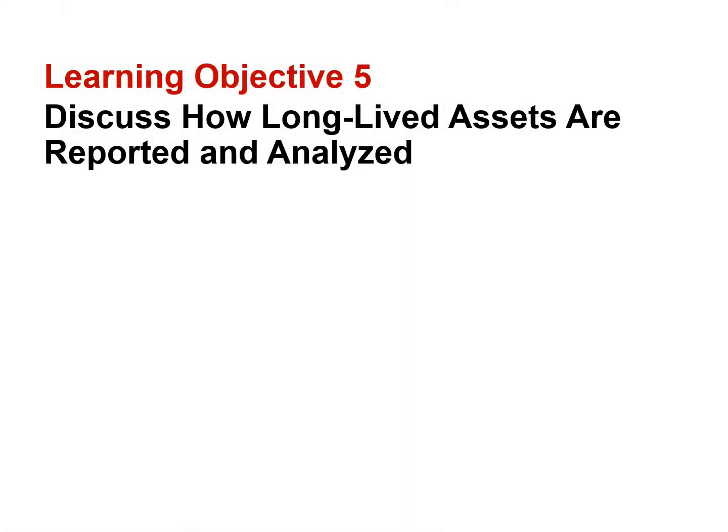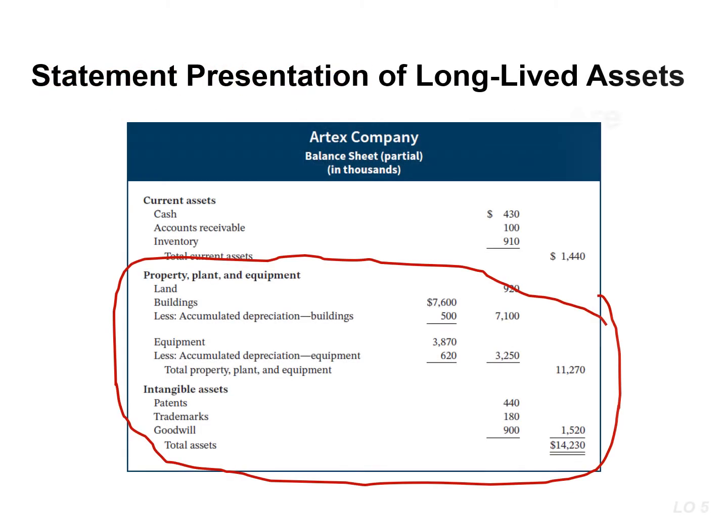This video will discuss how long-lived assets are reported and analyzed. Companies report plant assets in the financial statements under property, plant, and equipment, and intangibles separately under intangible assets. Intangible assets do not usually use a contra asset account like accumulated depreciation. Instead, companies record amortization of intangibles as a direct decrease or credit to the asset account.